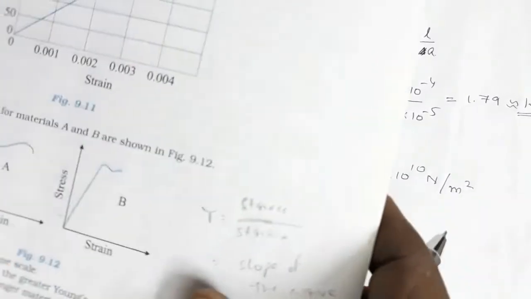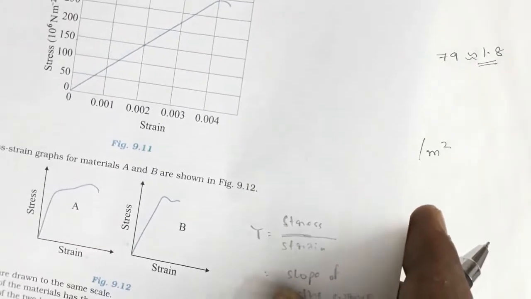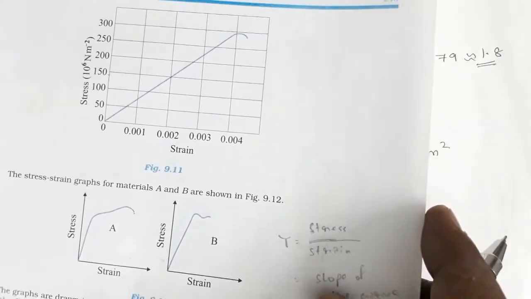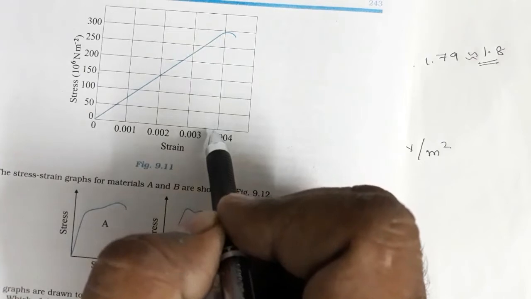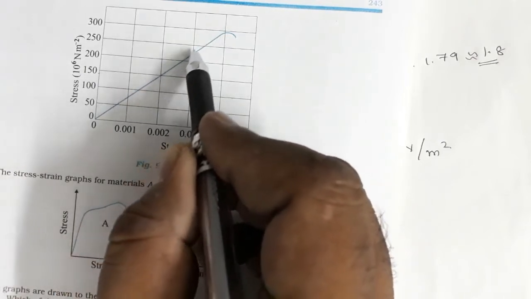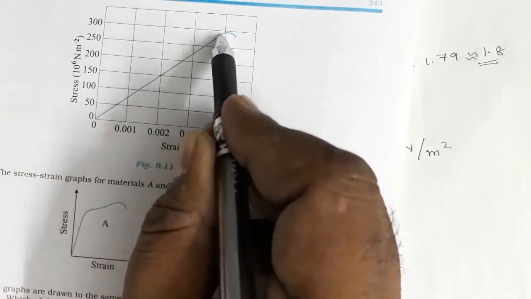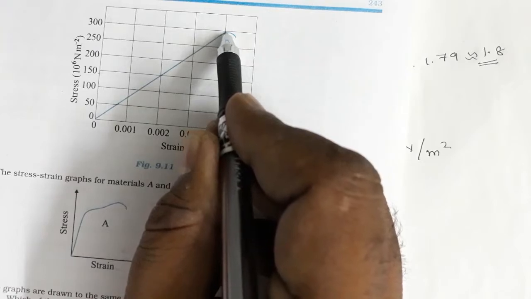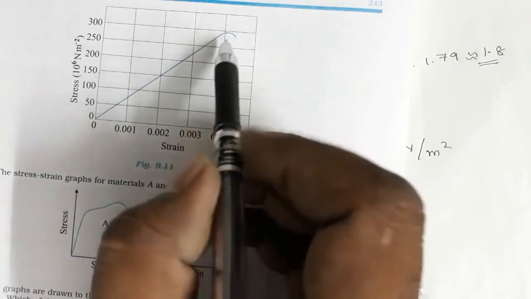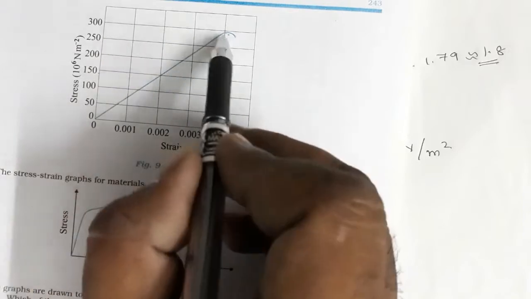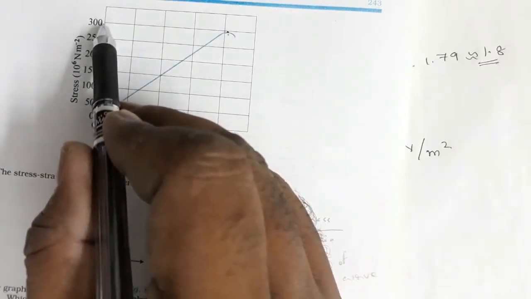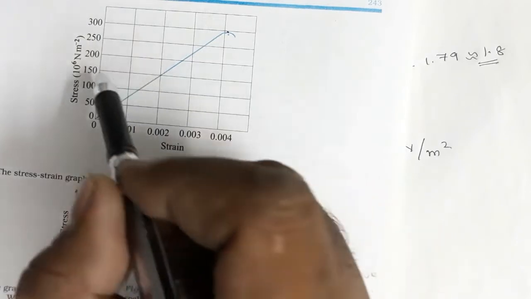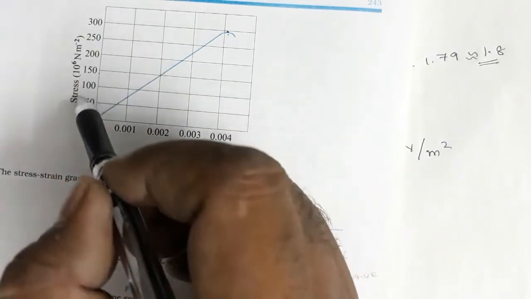Now the other question they have asked is to find the value of the yield strength. Now yield strength, see, the linear part, the proportional limit. Beyond the proportional limit we have the yield strength, that is the stress corresponding to this point. So that is somewhere around 300 into 10 power 6. This side scale is multiplied by 10 power 6.